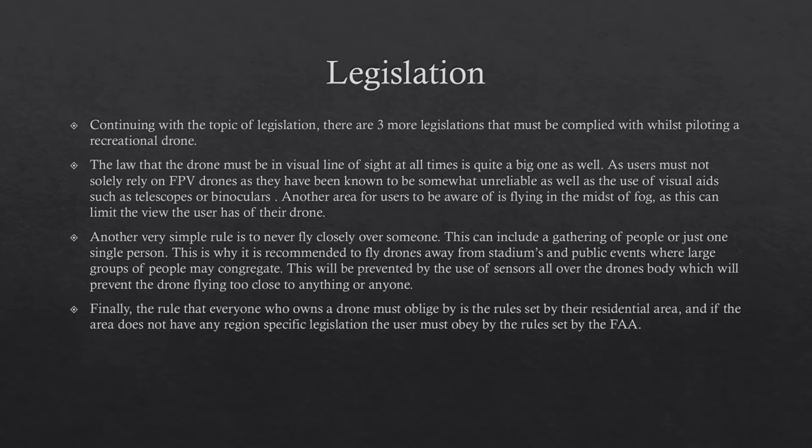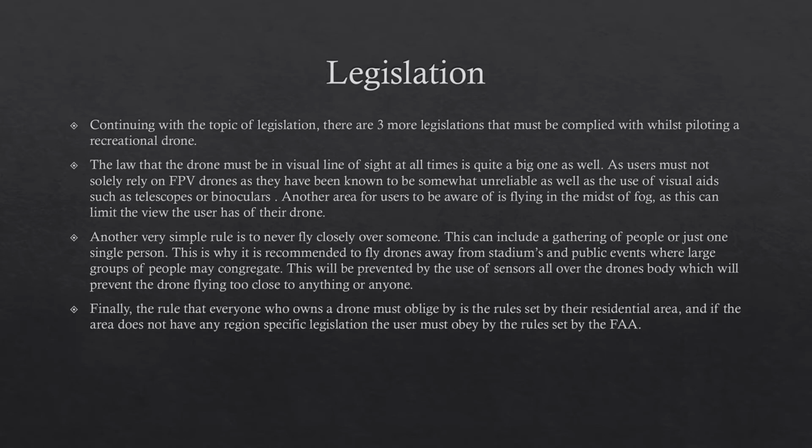Another very simple rule is to never fly closely over someone. This can include a gathering of people or just one single person. This is why it is recommended to fly drones away from stadiums and public events where large groups of people may congregate. This will be prevented by the use of sensors all over the drone's body, which will prevent the drone from flying too close to anything or anyone.